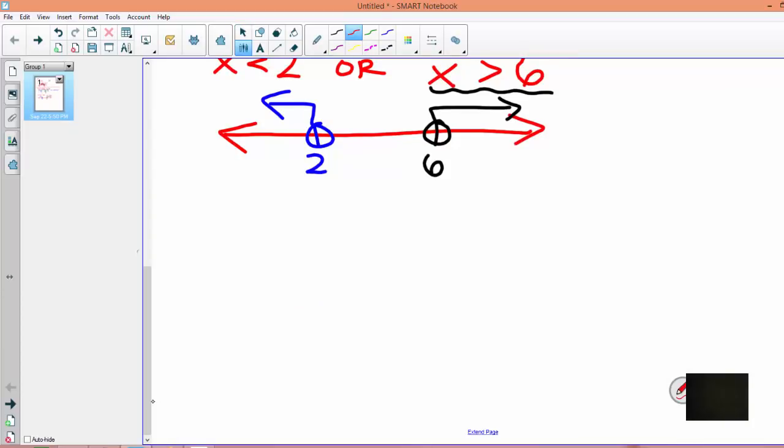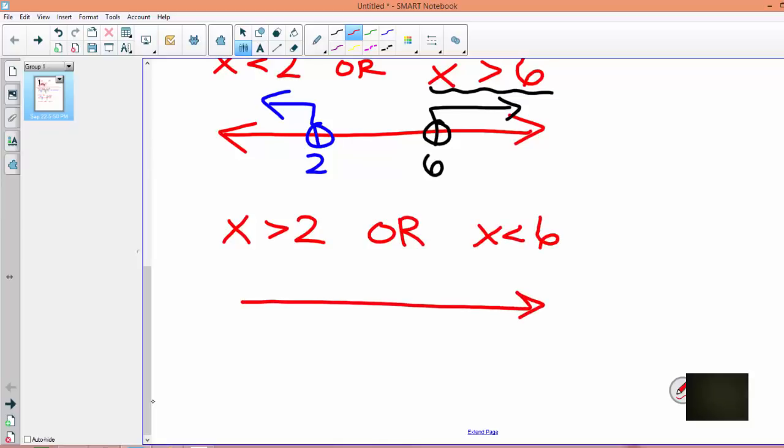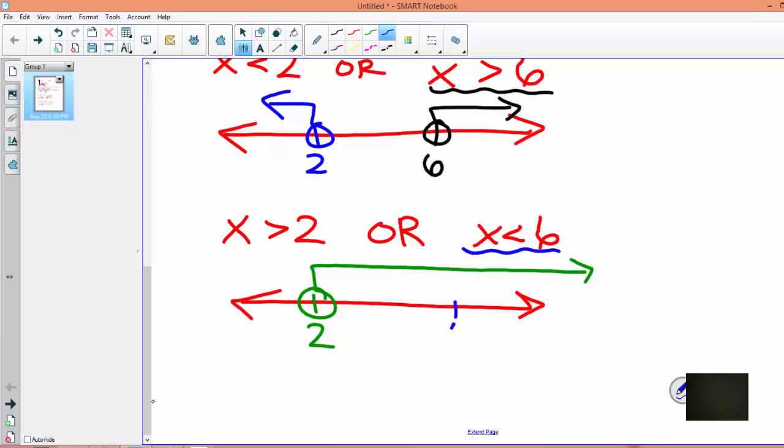So I'm going to write this again the same way as the very first time. X is greater than 2, then the word "or", x is less than 6. So going back to the number line. At 2, you have an open circle with an arrow to the right. I'm just going to extend this forever. At 6, you have an open circle with an arrow to the left.